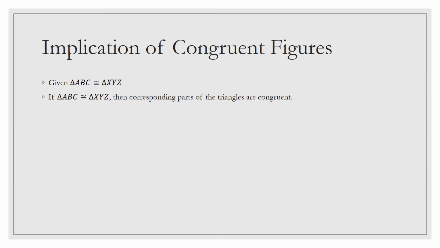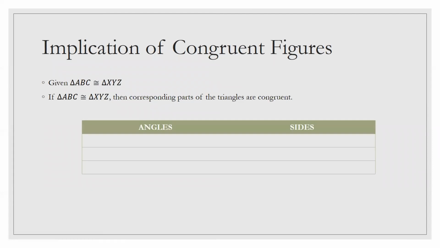You can watch the previous video, which is on correspondence. So let's go into angles. Angle A is congruent to angle X because that is one of the implications. All the angles are going to be congruent. Another is angle B is congruent to angle Y, and angle C is congruent to angle Z.